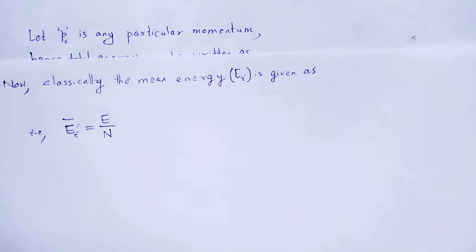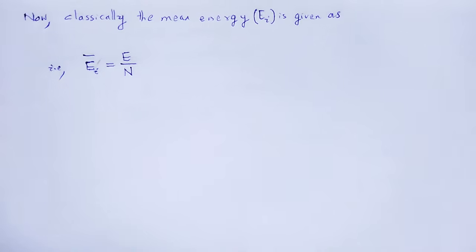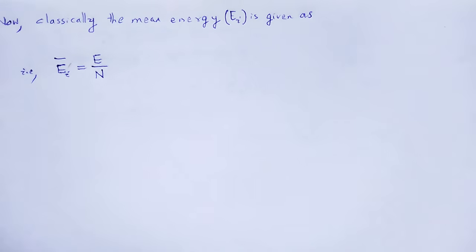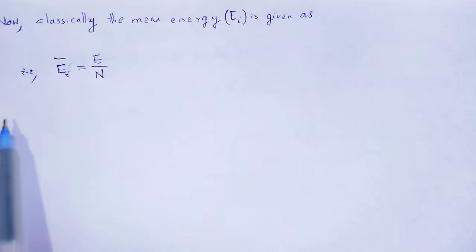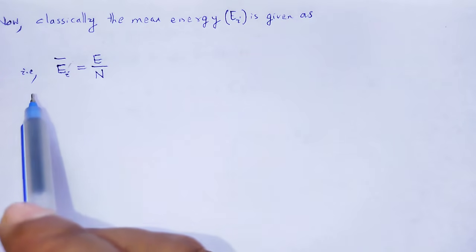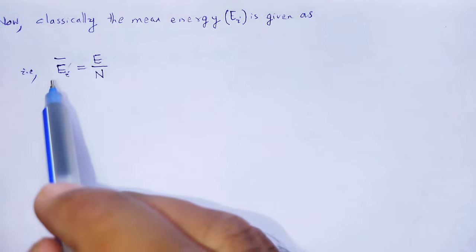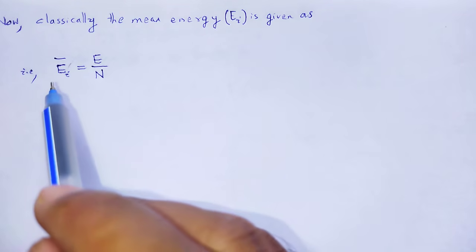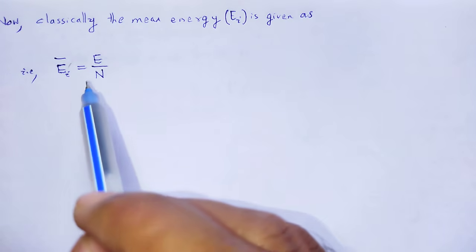Now, classically the mean energy of the ith particle is given as ei bar, or we can write ei within brackets. Any notation can be used to write the average or mean energy of the ith particle, that is the total energy divided by the number of particles.